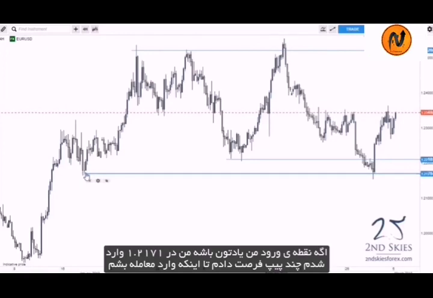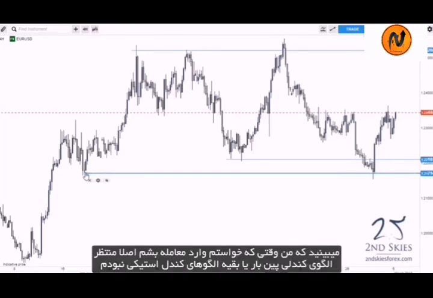So I give just a few pips room, and I just bought a few pips above the level.